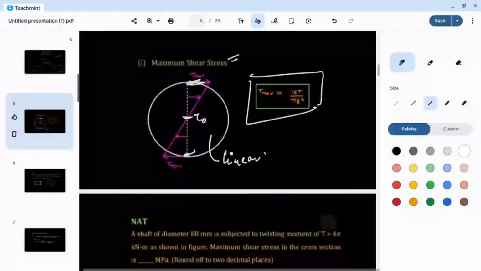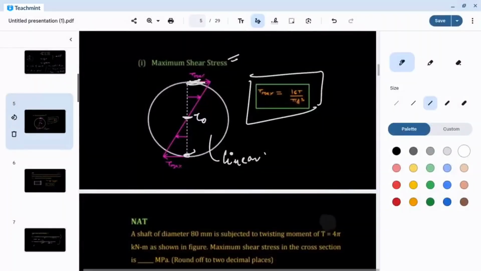A shaft of diameter 80 mm is subjected to a twisting moment of T equal to 4 pi kilonewton meter, as shown in the figure. The maximum shear stress in the cross section is ___ MPa. You need to find this value.